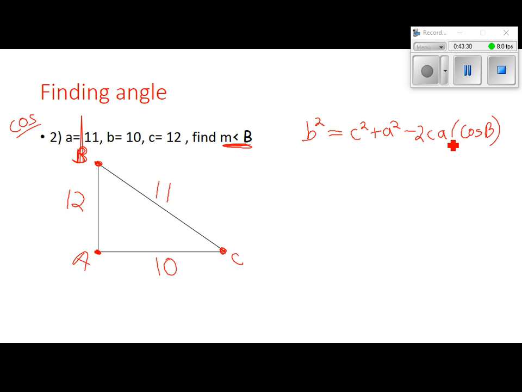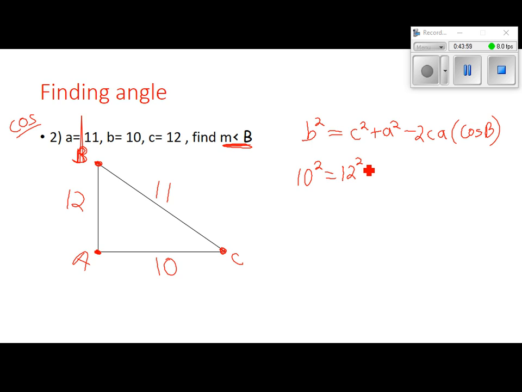Now we can plug in our numbers. Do we know little b? 10. So 10 squared. Do we know little c? 12 squared. Now Jacob turned around A and C. Is that going to confuse anybody? Does it really matter which order these two went in? No. Usually we put A before C, but it doesn't make any difference.